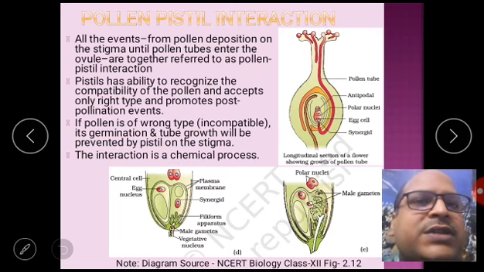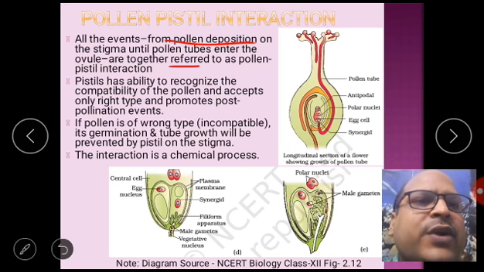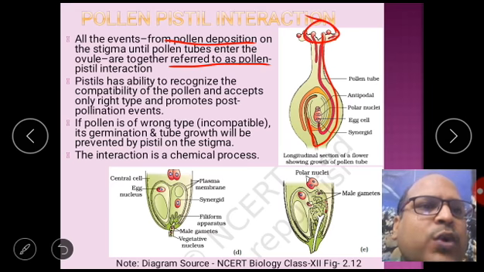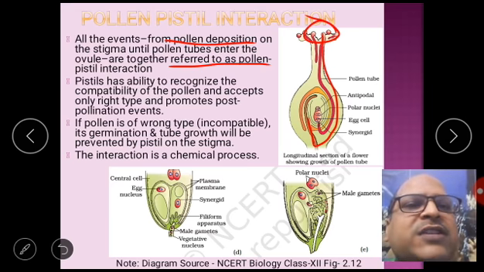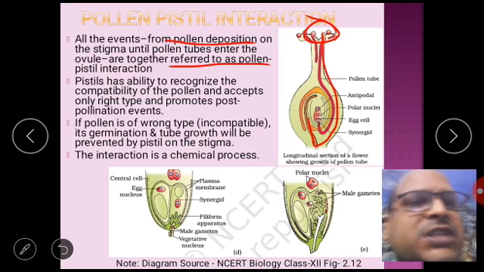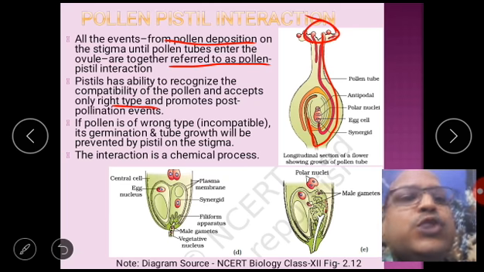So see, pollen pistil interaction. All the events from pollen deposition on the stigma until the pollen tube enters the ovule are together referred to as pollen pistil interaction. That means from here to the entry into the ovule, the whole thing is known as pollen pistil interaction. One very important thing you must know is that the pistil has the ability to recognize the compatibility of the pollen and accept only the right type of pollen.